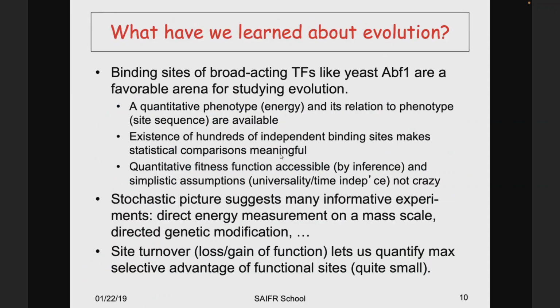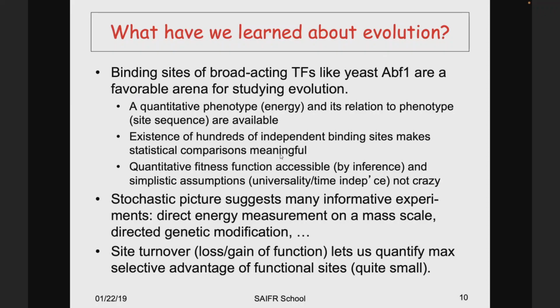Okay, so what have we learned about evolution? Well, binding sites are an interesting arena for studying evolution. We have a quantitative phenotype and its relation to genotype. That's a misprint; the site sequences are available. We have the existence of hundreds of independent binding sites. So the evolution process that we're interested in is going on in parallel, not just on one organism or one binding site, but hundreds of them at the same time. So you can start to do statistics.